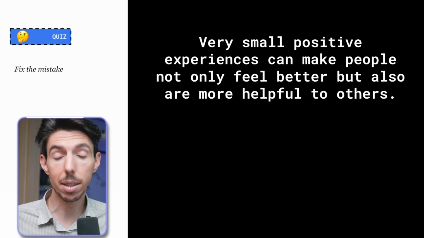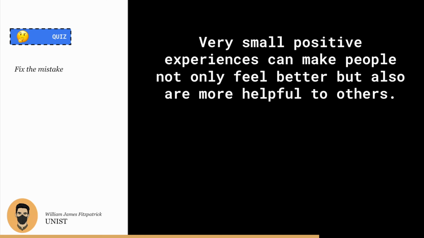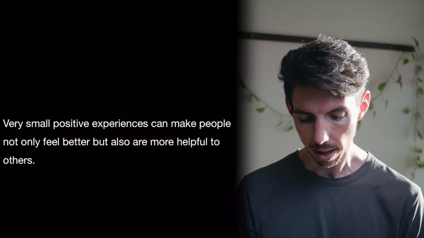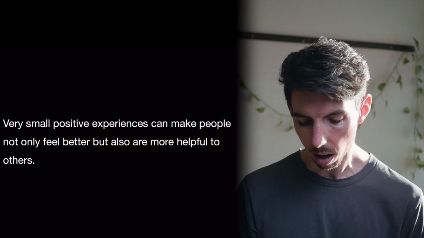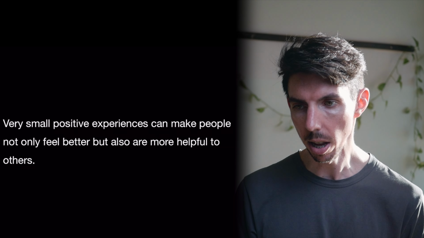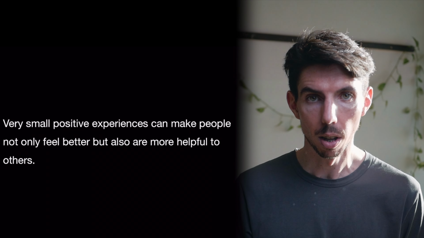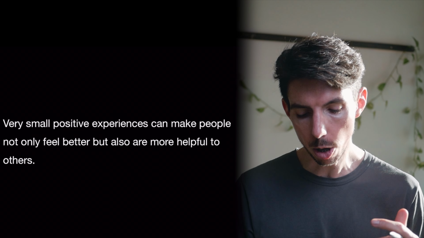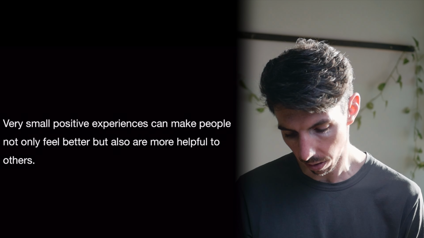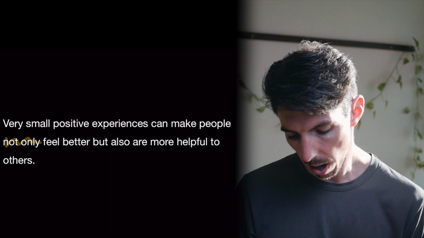Last one, there is a mistake in this sentence. So see if you can spot it and how would you fix it? What's wrong with this one? Very small positive experiences can make people not only feel better, but also are more helpful to others. So here again, we have a coordination, but it's not just a coordinating conjunction, fanboys, but it's this correlative conjunction. So that's the kind that has two parts, not only this, but also that. Either this or that kind of thing. So it can make people not only, but also.